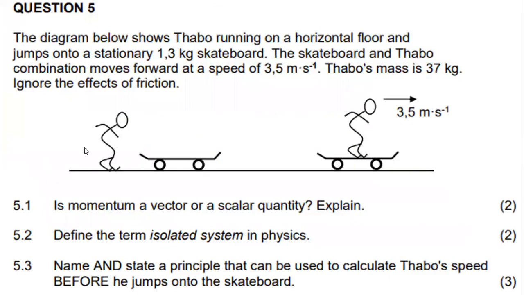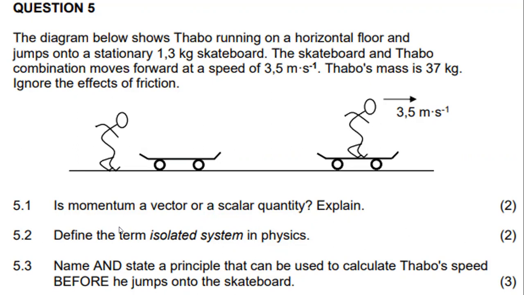Then we are required to define the term isolated system in physics. By now we know, my dear learners, when we talk about an isolated system, we are talking about a system in which the net external force acting on the system is zero. So that will be the definition for an isolated system, and that is for 2 marks.